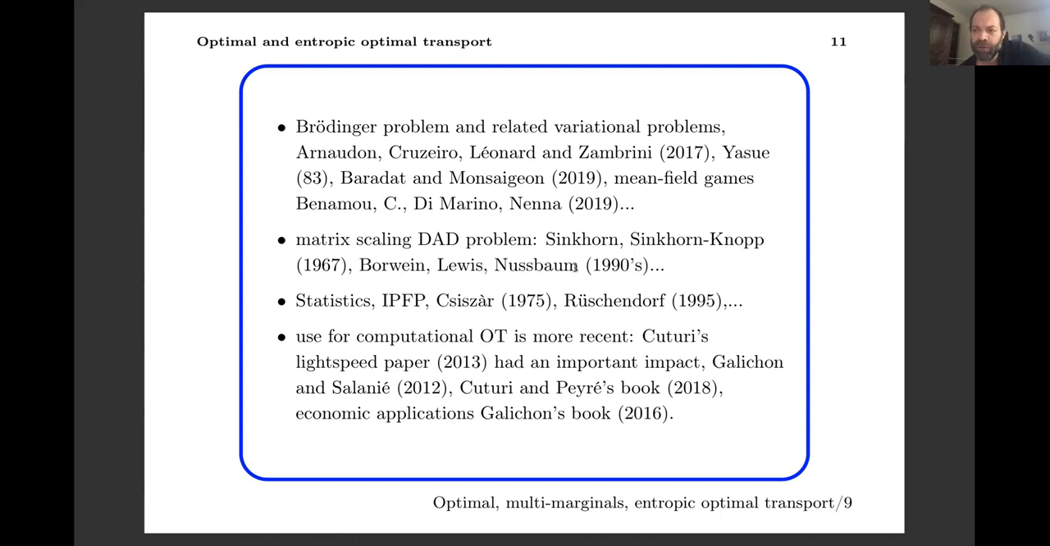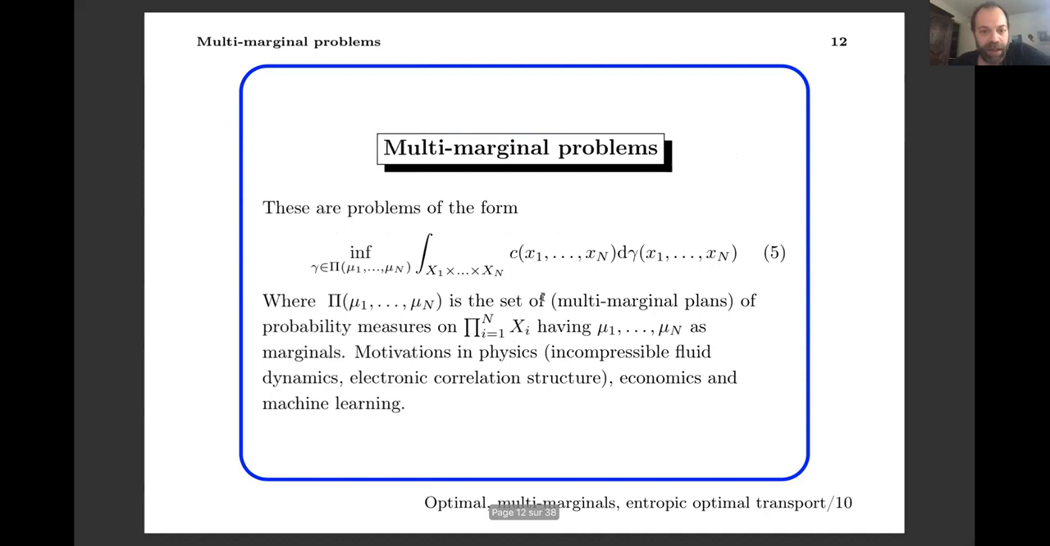The algorithm comes also under different names in statistics: IPFP, the iterated proportional fitting procedure, with works of Cesàro, Rüschendorf, and others. And of course, in the last decade, it's been very much used for approximating numerically optimal transport, as was pushed forward in the seminal paper by Cuturi, as also an important paper by Galichon and Salanié. Cuturi and Peyré's book, and Alfred Galichon's book on application of optimal transport to economics played a great role to make these methods popular. So now, sorry for a very long introduction, and I guess most of you are familiar with that. Now let me go to multi-marginals.